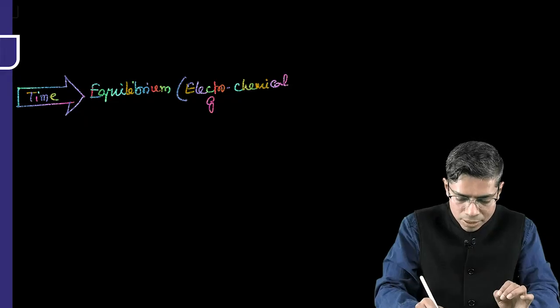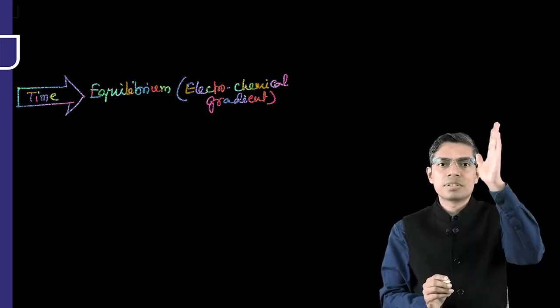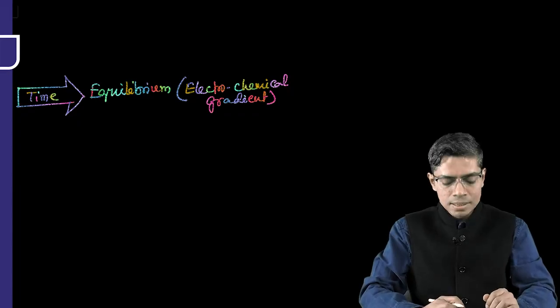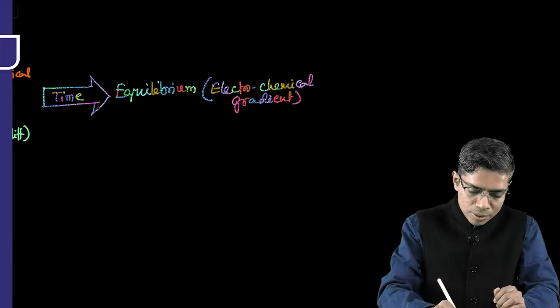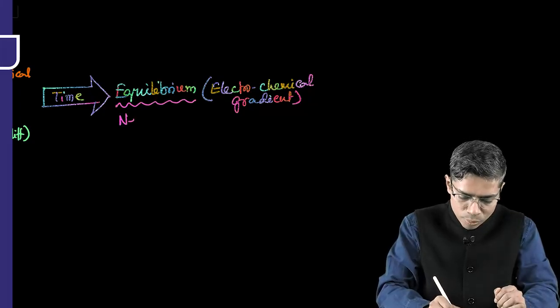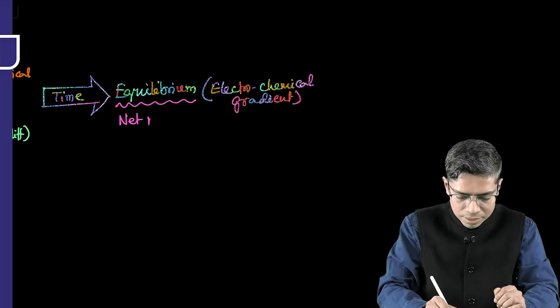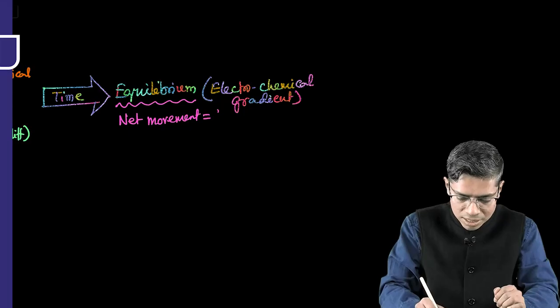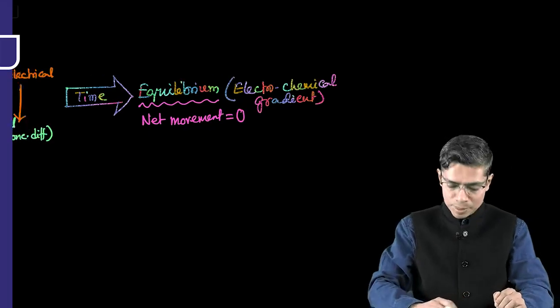Electrochemical gradient or electrochemical forces, right? Chemical forces are pushing the potassium out, electrical forces are pushing the potassium in. What do you mean by this equilibrium? Equilibrium means at this equilibrium point, the net movement of potassium through the leak channel is 0. Getting my point?